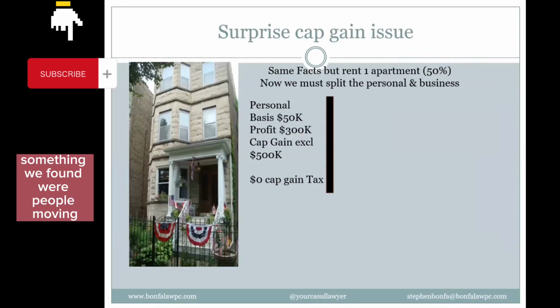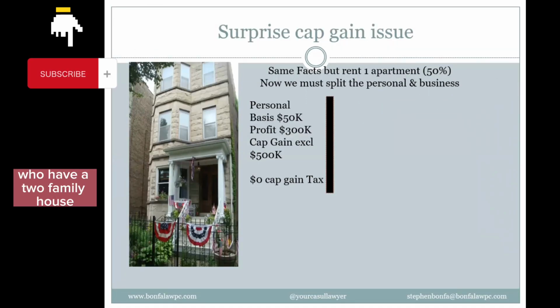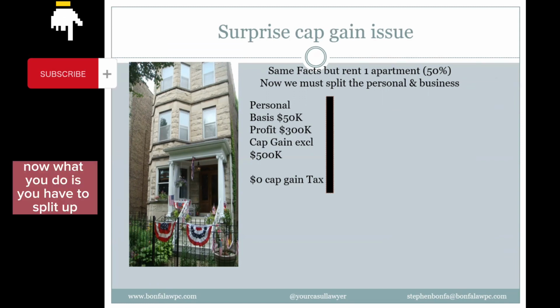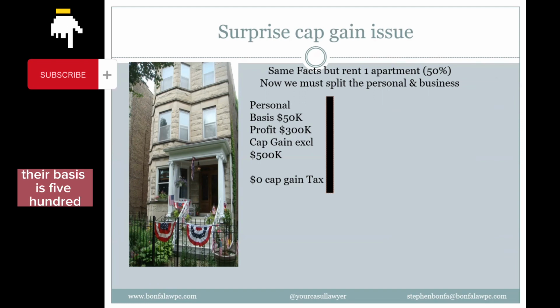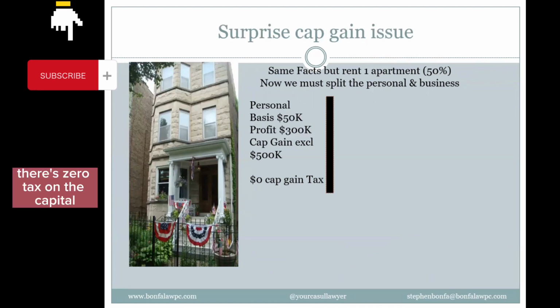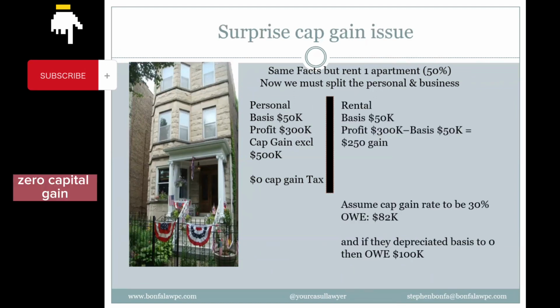Something we found with people moving who have a two-family house where they rent one apartment and they live in one apartment, so one apartment consists of 50%. Now, what you do is you have to split up what is personal and what is business. On the personal end, their basis is $50,000, not $100,000. Their profit is $250,000. Their exclusion is still $500,000, so there's zero capital gain tax.